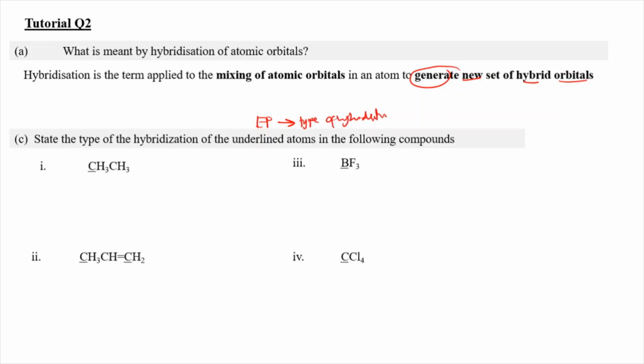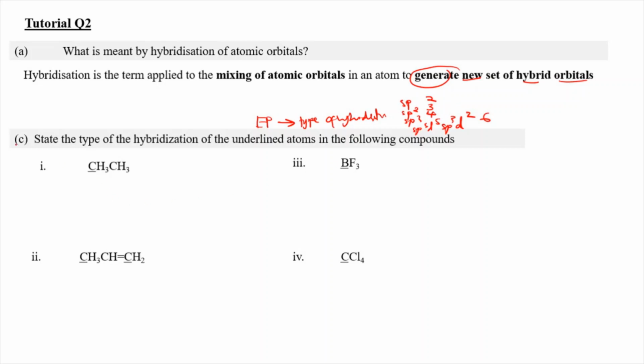So the type of hybridization can be sp, sp2, sp3, sp3d, and sp3d2. So it depends on the number of electron pair. So if the number of electron pair is 2, then it's going to be sp. If it is 3, it's going to be sp2. If 4, it's going to be sp3. 5 is going to be here, and 6 is going to be there.